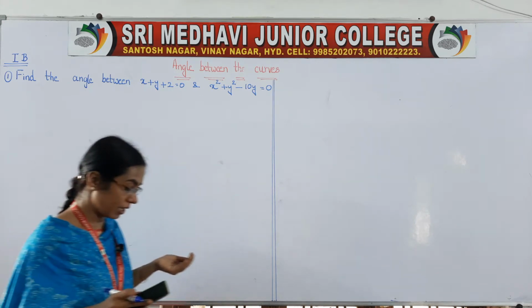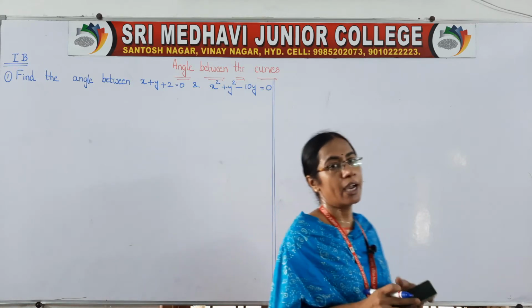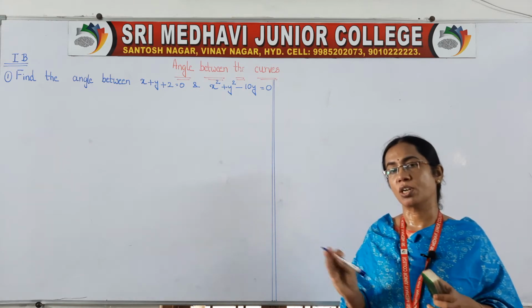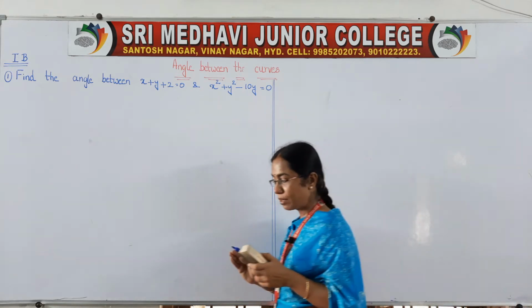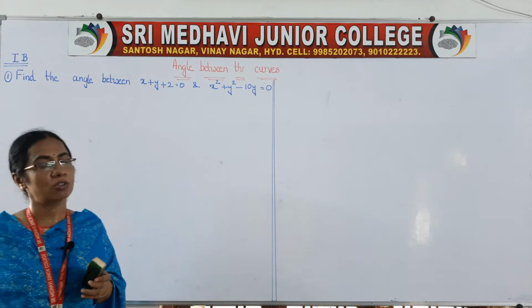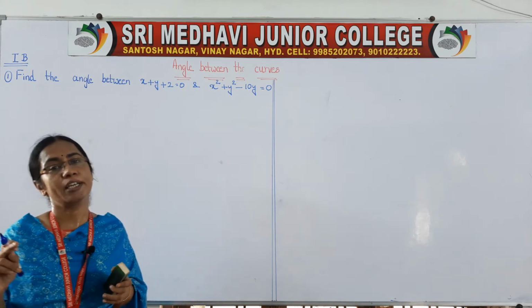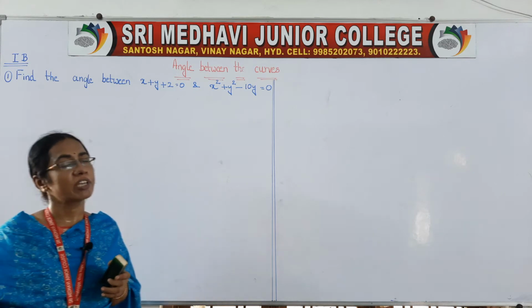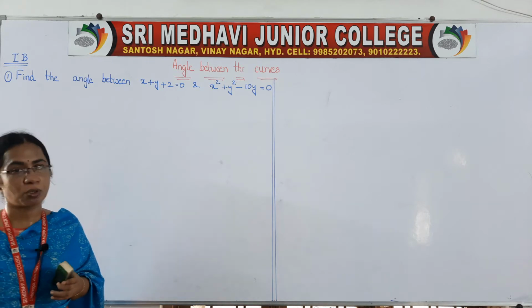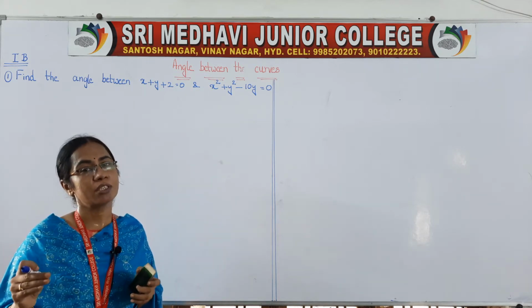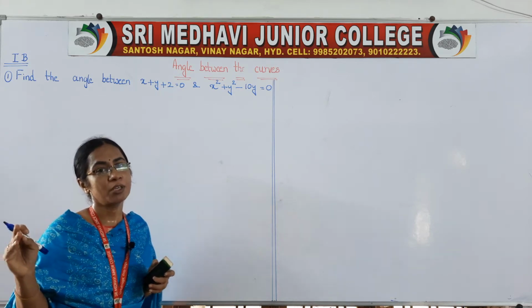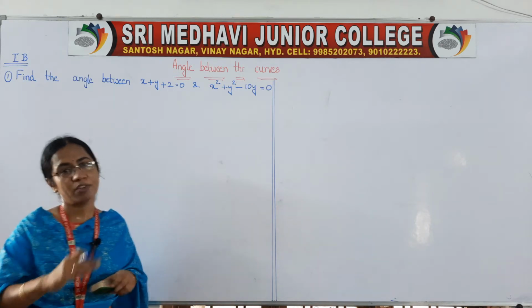So what is the procedure we have gone through in finding the angle between the curves? First of all, you find out the point of intersection of two curves, right? At those points of intersection we have to find the angle between the curves. So how do we find it? We find the slope of the first curve, which we consider as m1, and the slope of the second curve, which we consider as m2, right? Then the angle between them is given by tan theta is equal to modulus of (m1 minus m2) by (1 plus m1 into m2). This is the formula to get our angle.